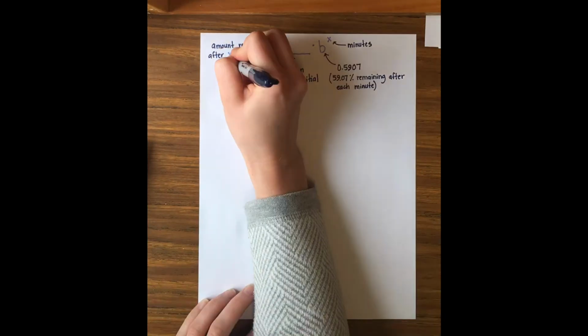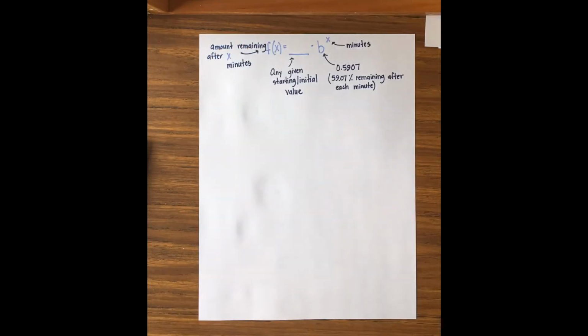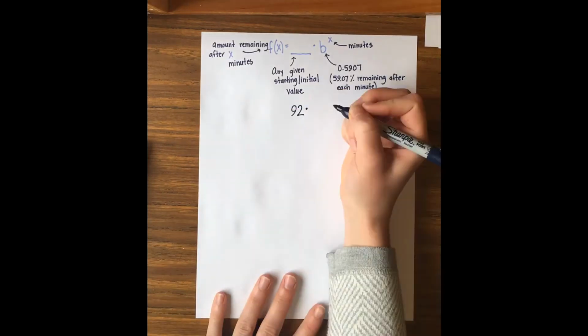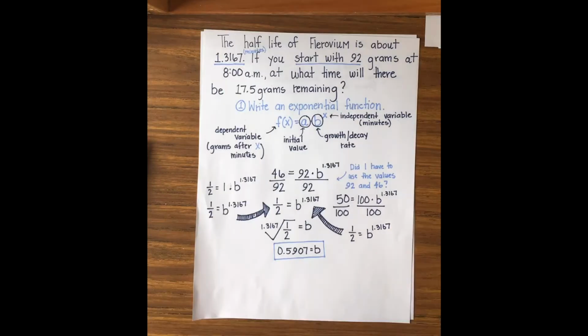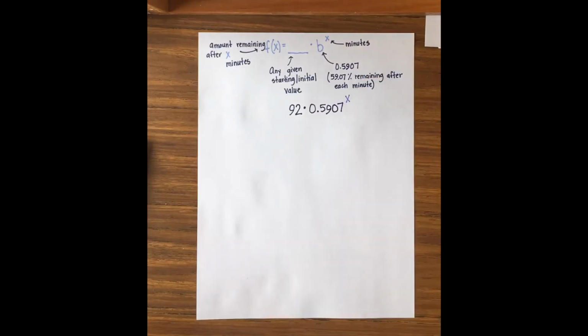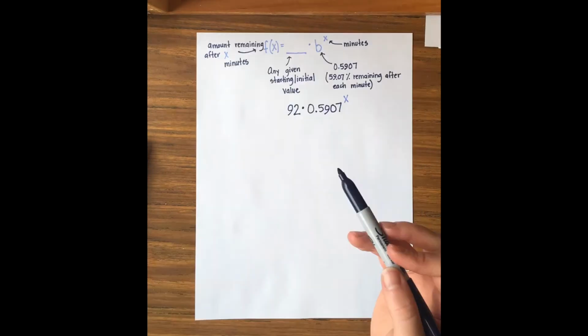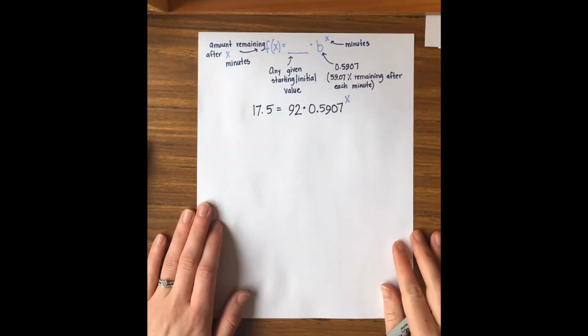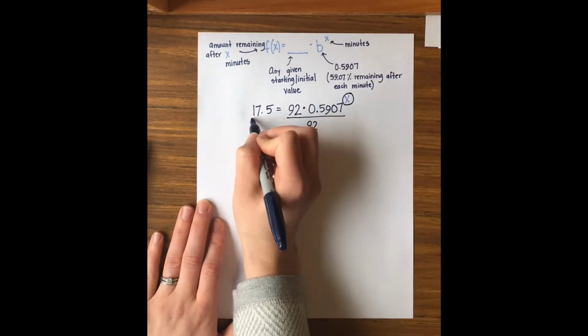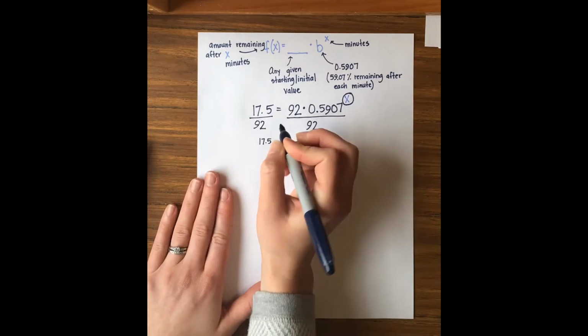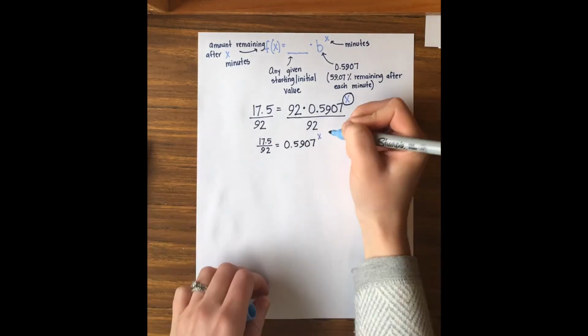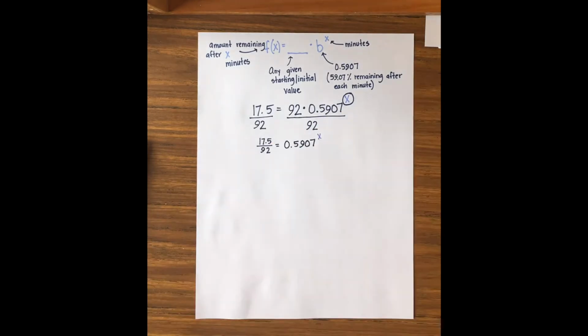Looking at the problem from the first page, we would like to identify if I start with 92 grams, at what time will I have 17.5 grams? In this problem, x is my unknown. To begin, divide both sides by 92. You can divide here and find a decimal approximation, but I prefer to leave my calculations until the end to get the most exact answer possible.